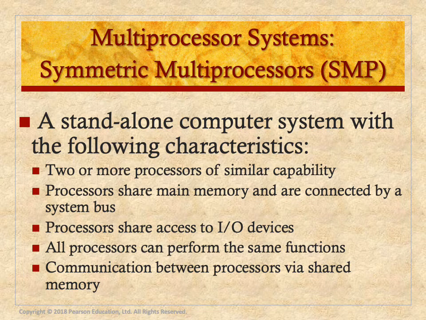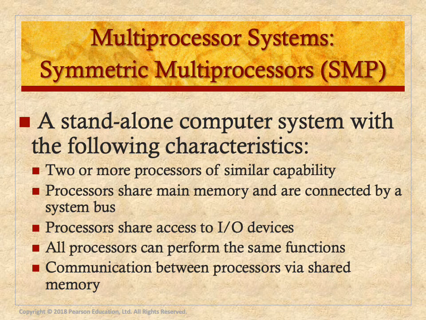The first type of multiprocessor systems that we are looking at are symmetric multiprocessors, which are standalone computer systems with the following characteristics. There are two or more processors in the system with a similar capability in terms of the operations that the processors can perform. The processors have a shared main memory and they are interconnected via a system bus. And that also implies that the access time of the processors to the memory is approximately the same.